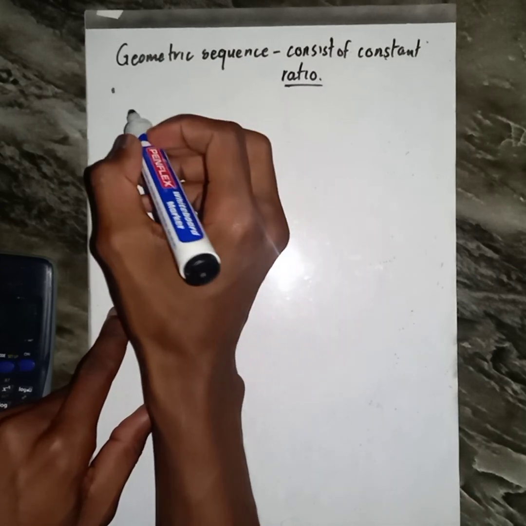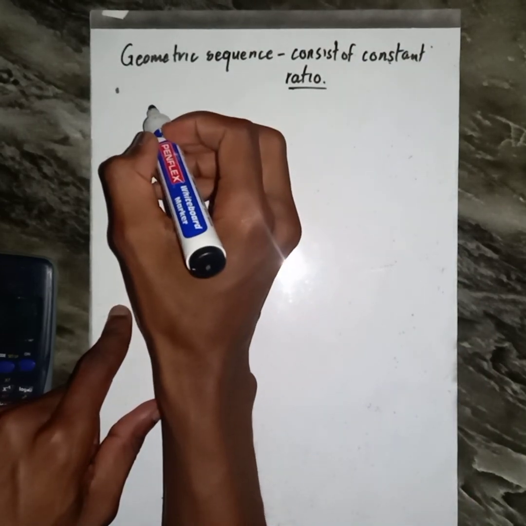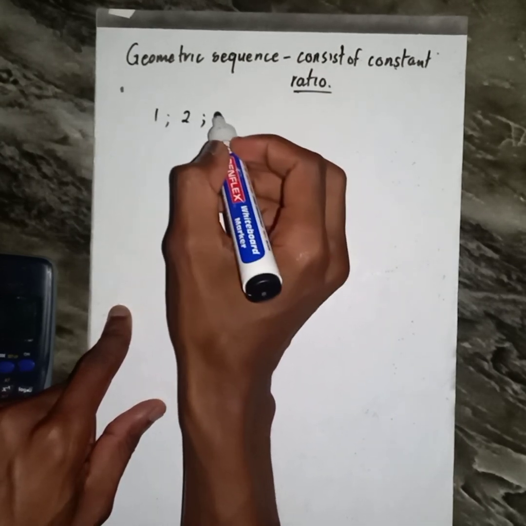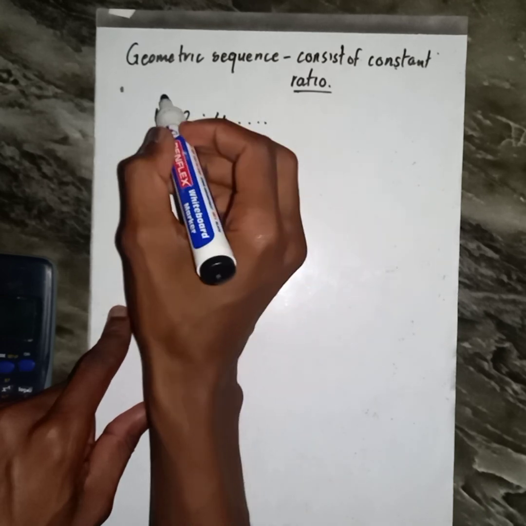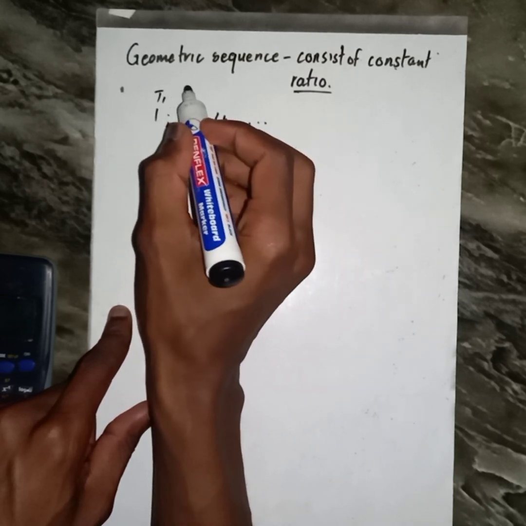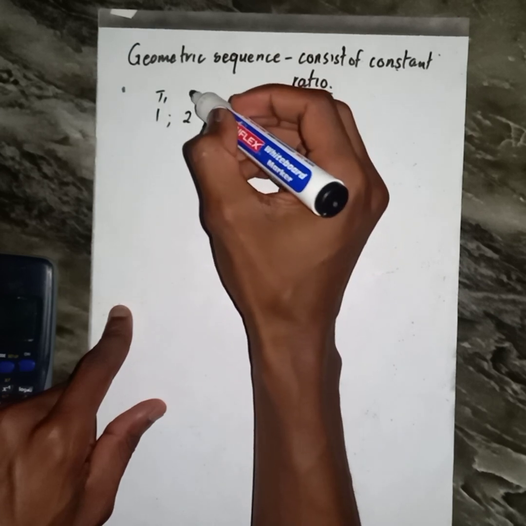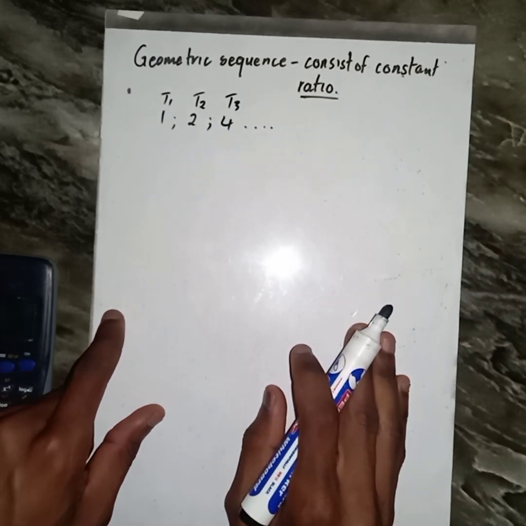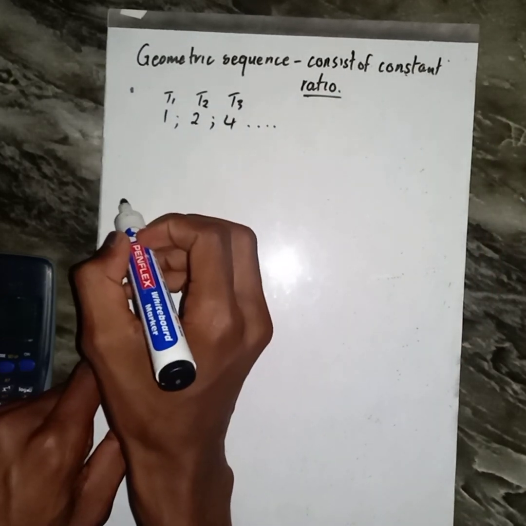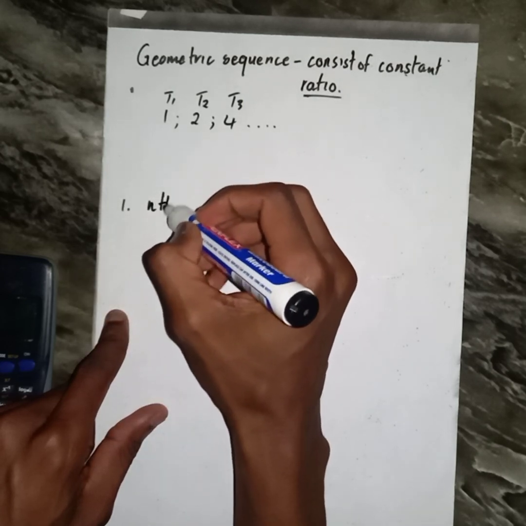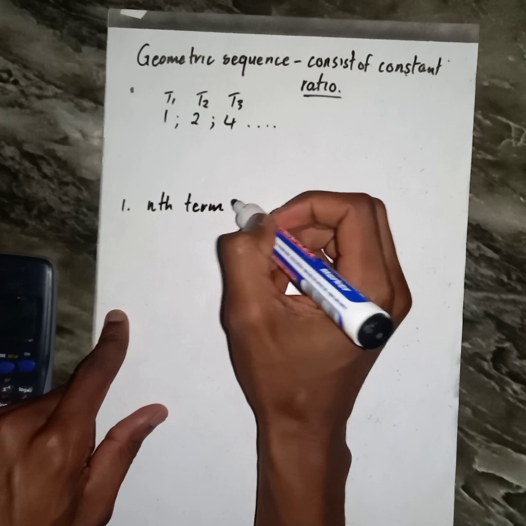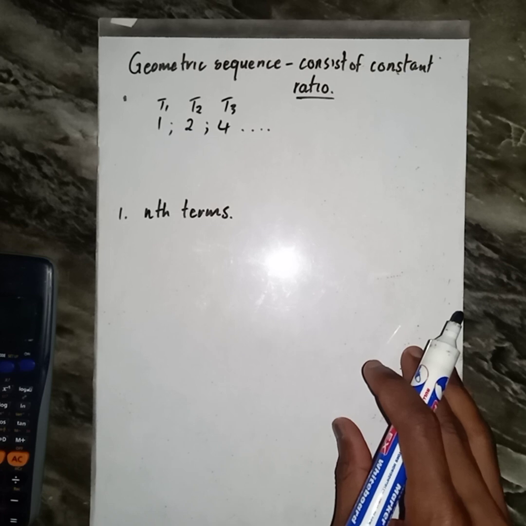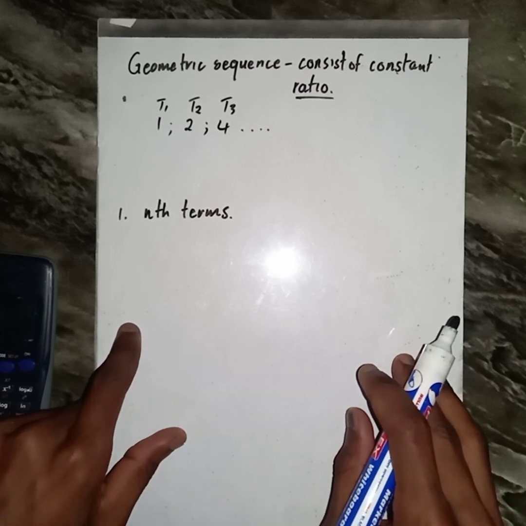Suppose I decide to give you this sequence. Let's say we have 1, 2 and 4. We know that this one is going to be our term 1, then this value is going to be our term 2, then we have term 3. Now if I say to you, determine the nth term of this sequence, how are you going to determine the nth term of this sequence?